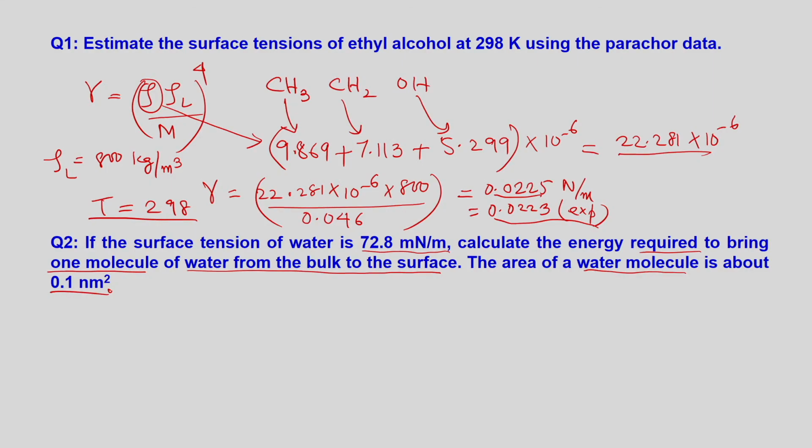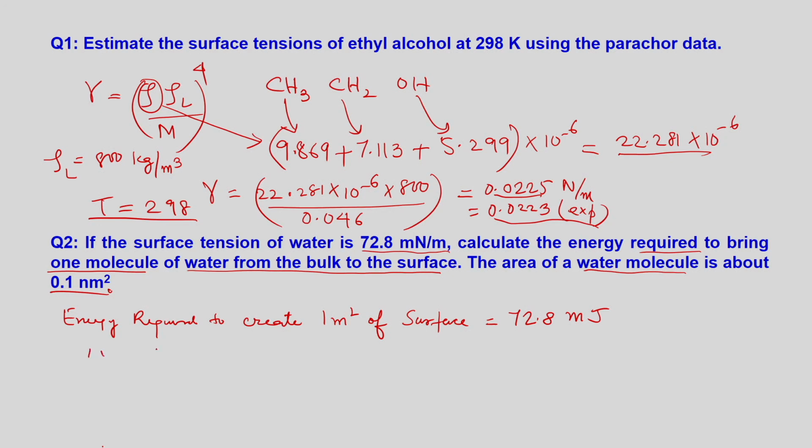For this you need to calculate the work done. What is the energy required to create 1 meter square of surface? That is 72.8 millijoule, because the area I am taking as unity, 1 meter square, so the work done is 72.8 millijoule.